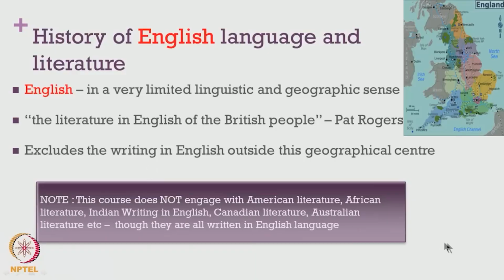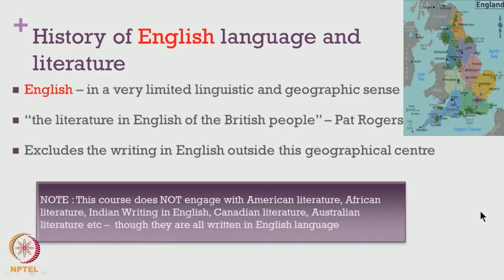At the outset itself, it's very important to make this distinction and to make you aware of what exactly we mean when we talk about English language and literature. English in this course is going to be used in a very limited linguistic and geographic sense. As Pat Rogers would put it, this is going to be the literature in English of the British people. So, we shall not be talking about the literature written in English outside this geographical center.